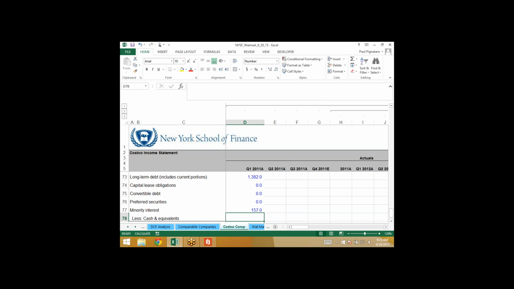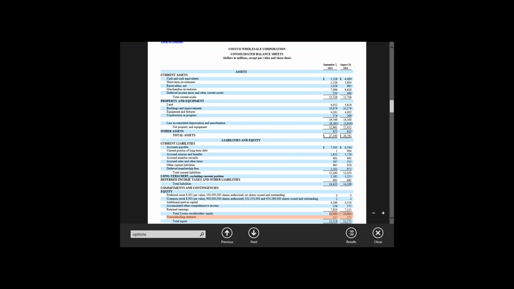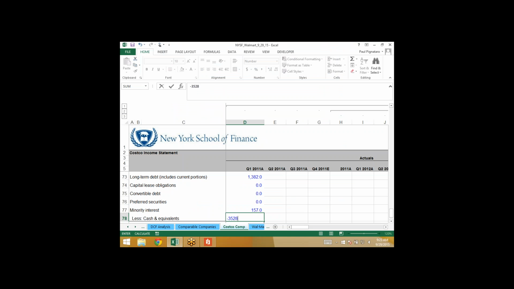And less cash and equivalents, which is negative at the top of the income statement, 3528. And so the sum of everything, of course, is their enterprise value, 4107. Important to lay it out like this.